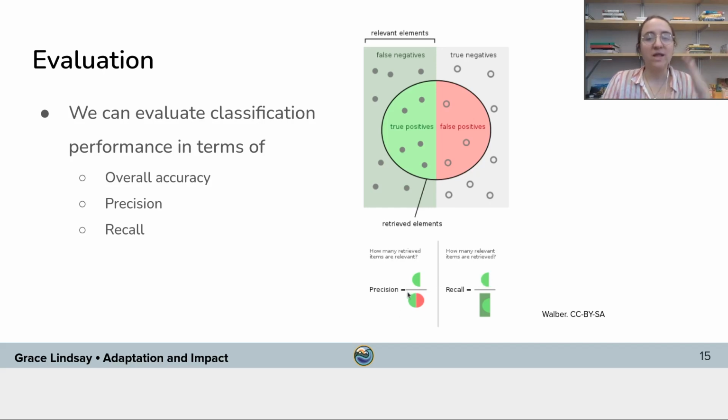If you want to make sure that everything that the model says is a crop really is one, then you care more about precision. So it's just important to think about in different real-world problems, different errors might matter more or less. And so by using different metrics, you can get a sense of what the model is doing, what it's doing right and what it's doing wrong.